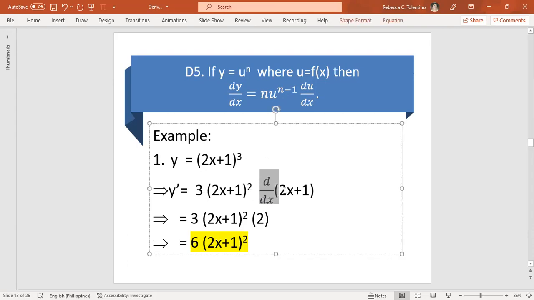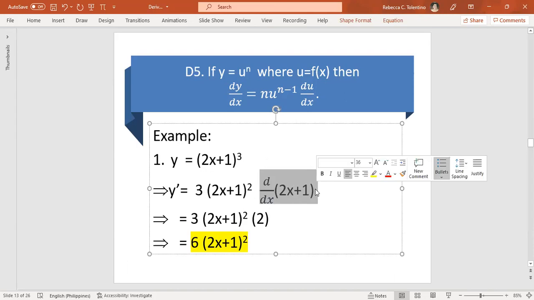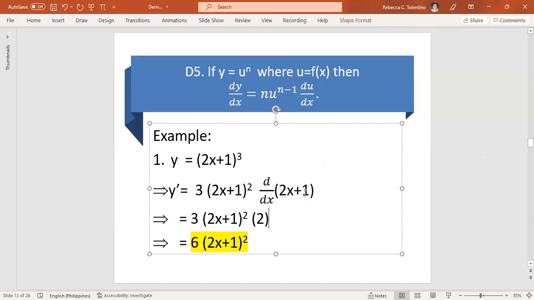But don't forget to multiply that by the derivative of the base. So you need to get the derivative of 2x plus 1. Applying D1 to D4, you will get the derivative of 2x plus 1 to be 2. The derivative of 2x is 2, while the derivative of 1 is 0. So the final derivative is 3 times 2, so 6. So it's 6 times the quantity 2x plus 1 squared.